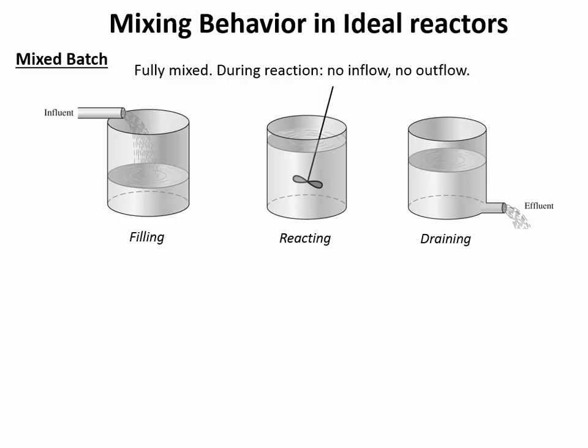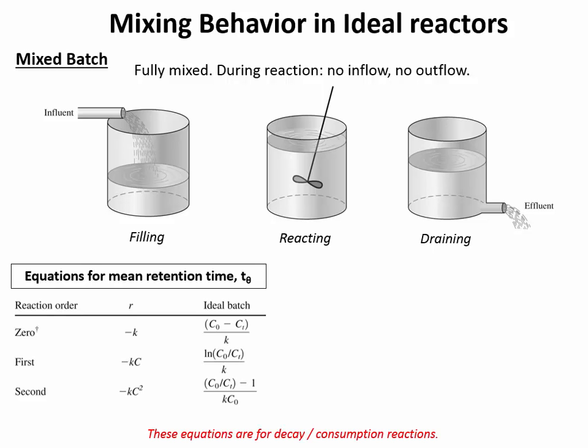The third phase of a mixed batch reactor is the draining phase. What goes in is called the influent, and what comes out at the end is called effluent, E-F-F, effluent. It seems like you'd call it outfluent, but for some reason it's not that simple. It's effluent. Here are the reaction equations for a mixed batch reactor. These are from your book. This is a table taken from your book, and we have zero order, first order, and second order kinetics.